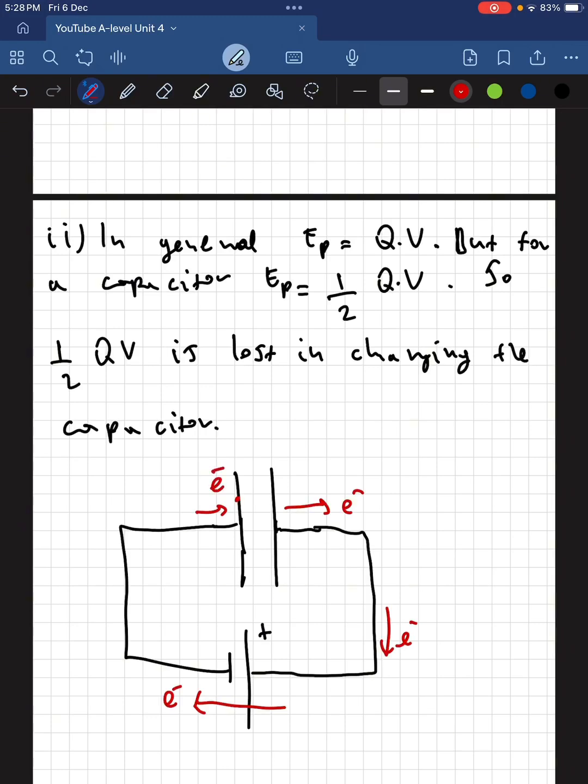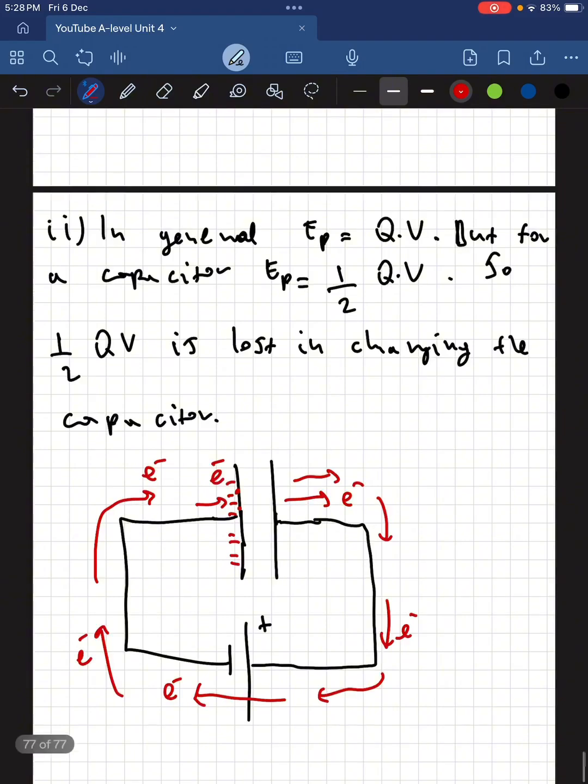So let's say that the first electron was installed on the plate. Now the second electron will need to push against the repulsion from this electron in order to be deposited on the plate. So this is why we say that 1/2 QV is lost in charging the capacitor, because as the electrons eventually gather on the one plate of the capacitor, they have to push against the repulsion from the other electrons in order to sit there on the plate of the capacitor.